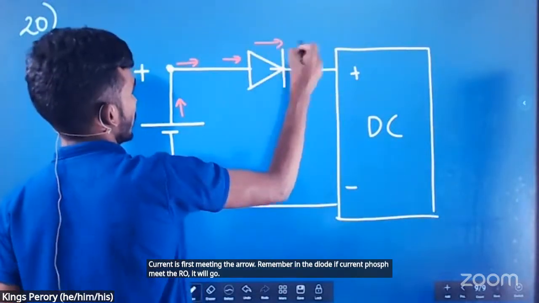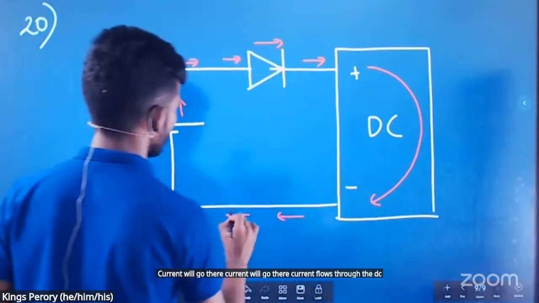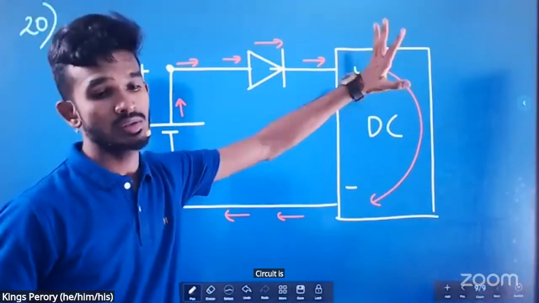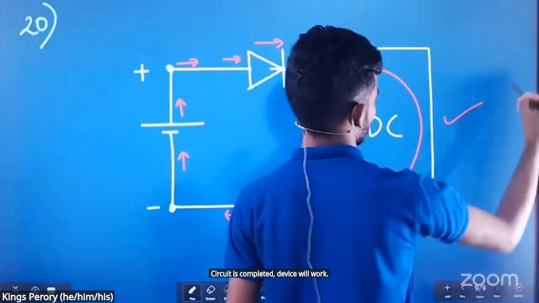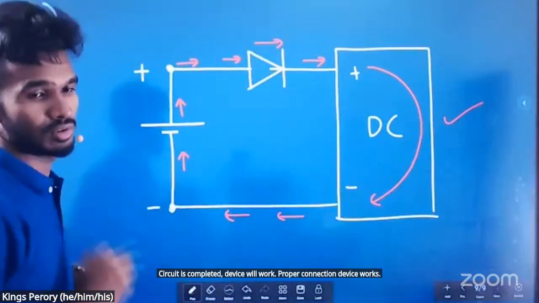Current will go there. Current flows through the DC appliance. Current goes there. The circuit is completed. The device will work. Proper connection, device works. There is a current flow.